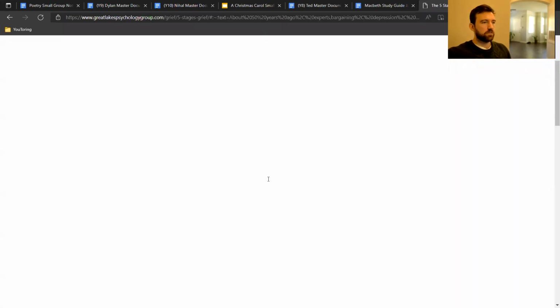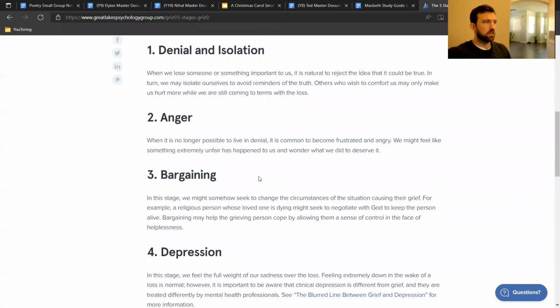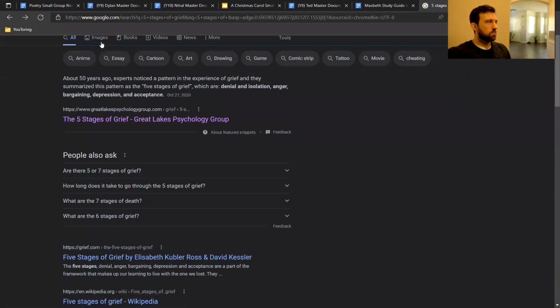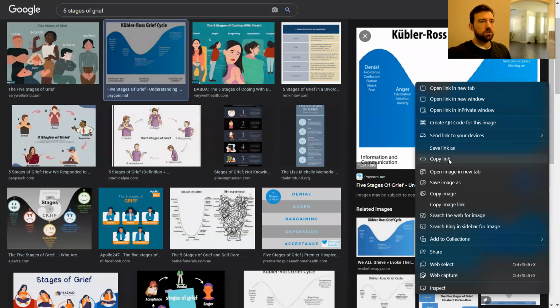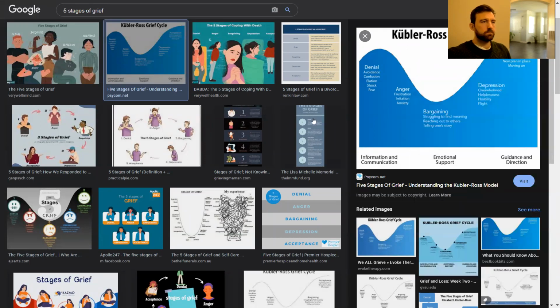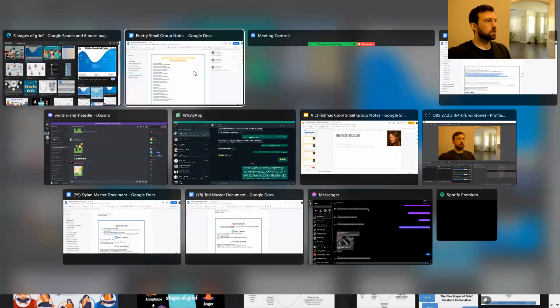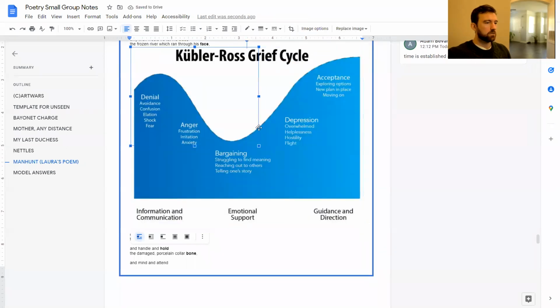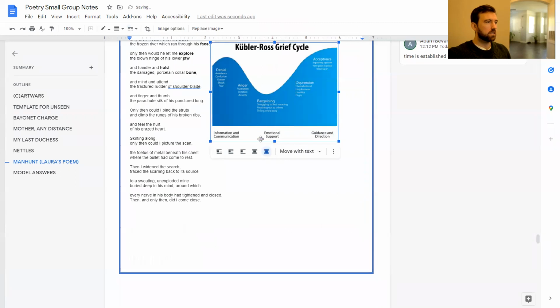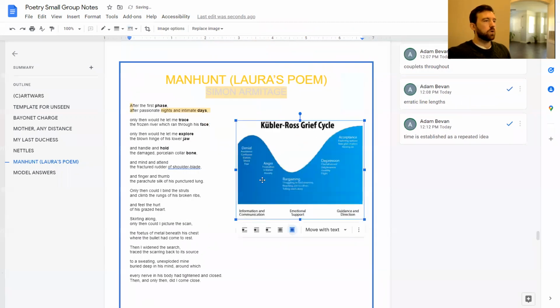So let's see if I can find a good picture of this quickly. Would help if I was looking on images, wouldn't it? Yeah, it's also known as the Kubler-Ross model. We don't necessarily need to worry too much about that, but if we just make a smaller version of this, there we go. So at the beginning of any deep trauma, quite often you're in denial.